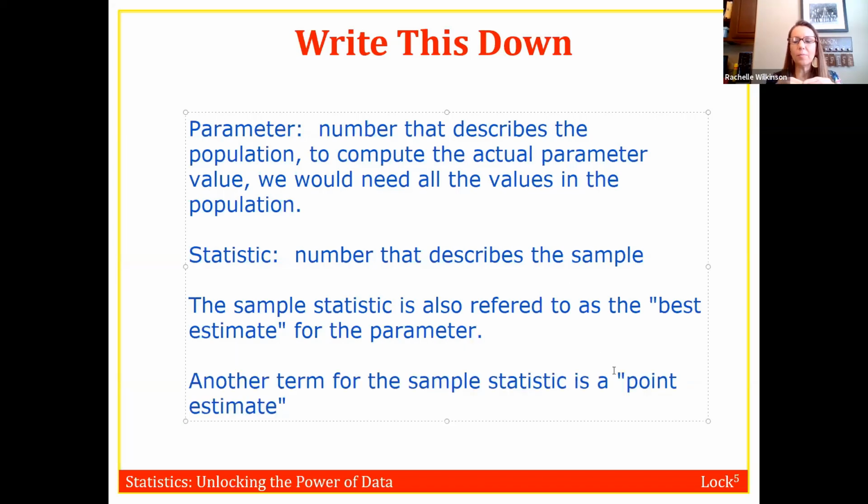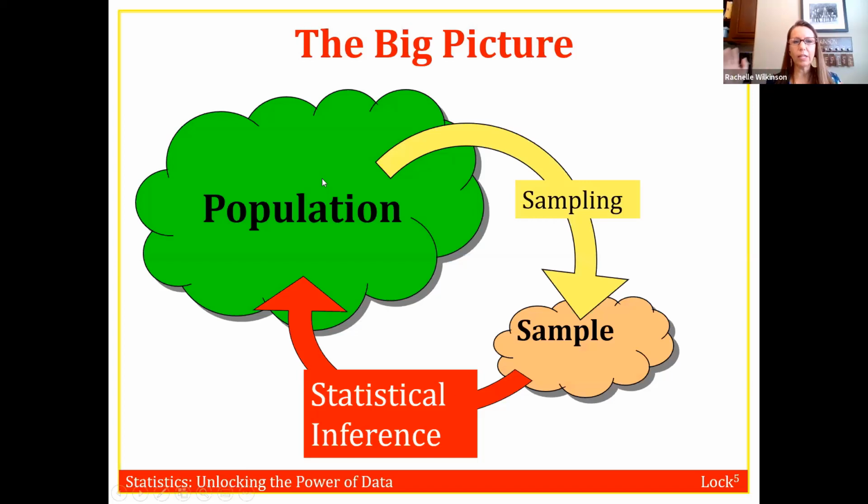Okay, and a point estimate means a single value estimate rather than an interval estimate, which is what we're going to be talking about in section 3.2. So thinking about our big picture, again, we have this population, we're taking a sample from the population, then we're going to compute statistics from the sample data, and then we're going to use statistical inference procedures to try to guess what the parameters are.